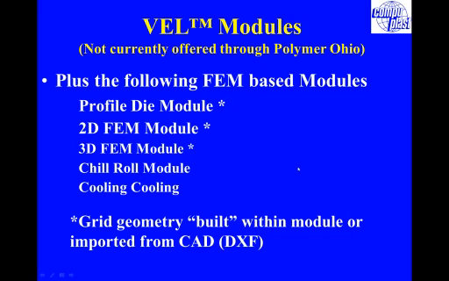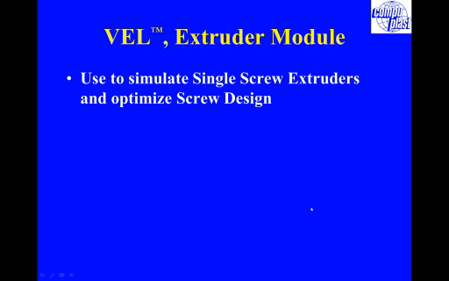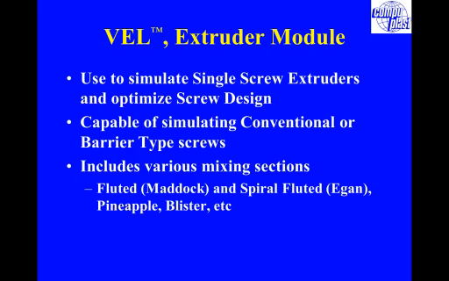So I'd like to begin with the Virtual Extrusion Laboratory Extruder module, which is applicable to just about everybody in extrusion because they generally start with an extruder, and it's used to simulate single screw extruders and optimize screw designs. It's capable of simulating conventional or barrier type screws with multiple flights. It includes various mixing sections such as the Maddock mixer, fluted mixer, or spiral fluted mixer, or called Egan mixer, pineapple type mixers, blisters, etc.